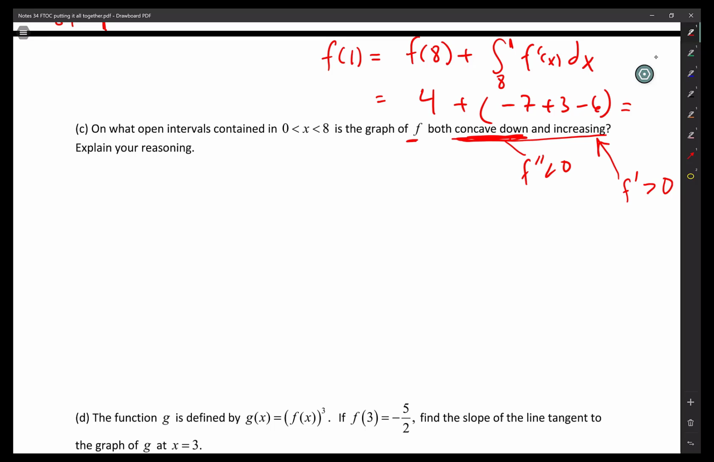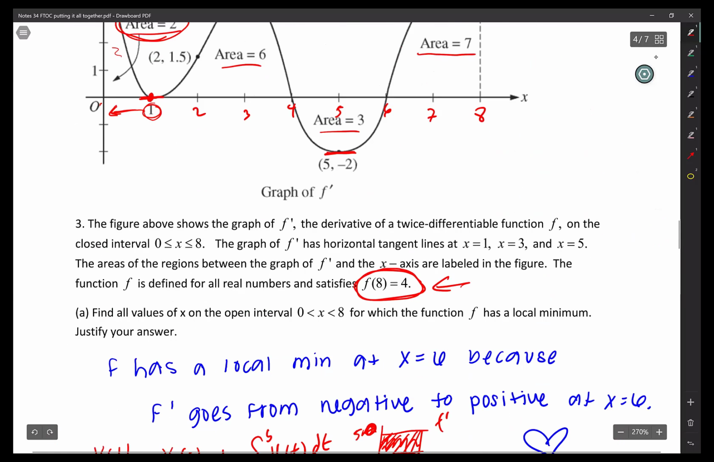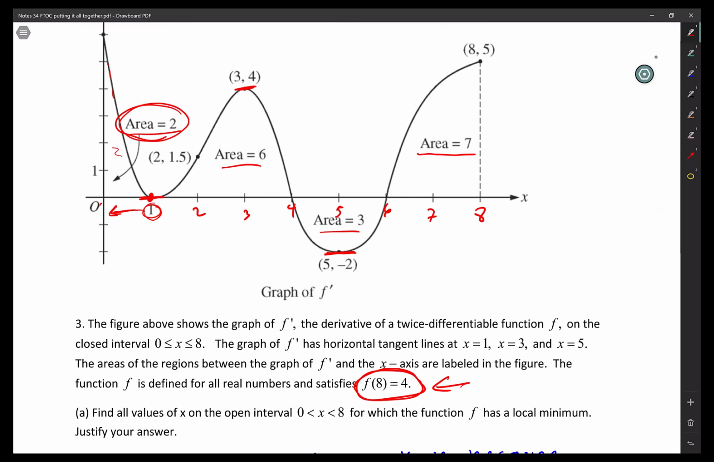So how would I write it? Here's what I'm looking for. I'm looking where the second derivative is negative, but f prime is positive. So let's look at our graph. Do not look at anything below the x-axis. I need f prime to be positive. So look at everything above the x-axis. Are we okay?